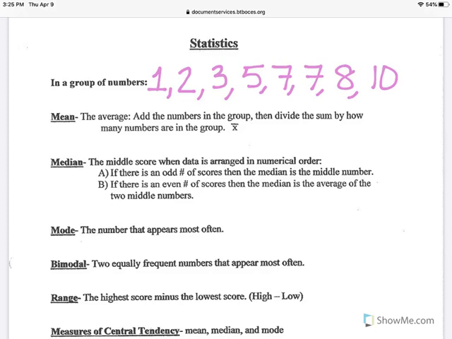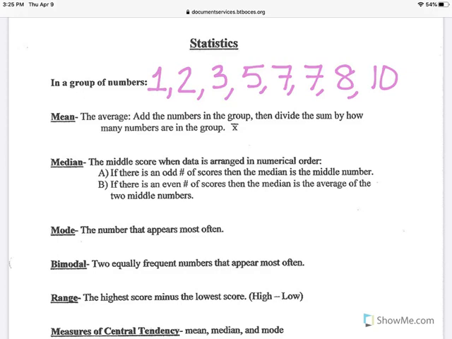The first is the mean. Now, the mean is also known as the average, and most of you are very familiar with how to find your average in a class. You would add up all your test scores, for instance, and your homework, everything that you've been graded on. You figure out the sum, you divide that by how many things are in the grade book, and that should give you your average. We're going to do the same thing here.